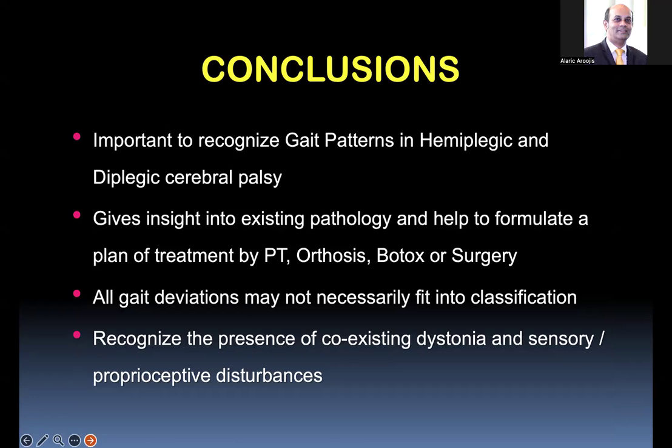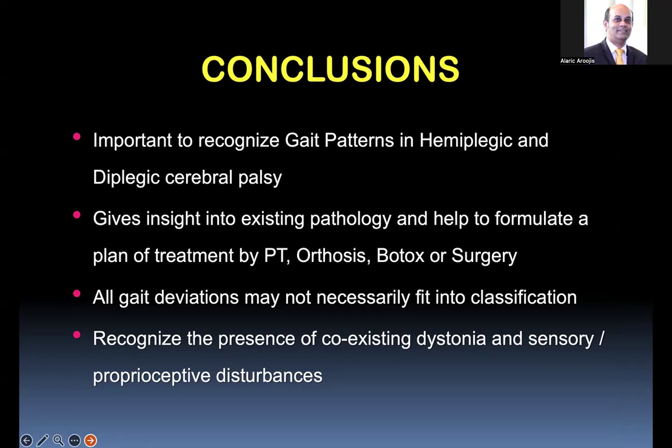It doesn't mean that you should be able to interpret each and everything of a gait graph, but at least a broad overview of how gait analysis is done, of how to interpret some of the kinematics is very helpful for us to understand the various abnormalities we have in cerebral palsy and to define what those gait patterns are in both hemiplegic and diplegic CP. This gives us insight into the existing pathology and helps us to formulate a treatment plan, whether this child will benefit with physiotherapy, orthosis, botulinum, or surgery.